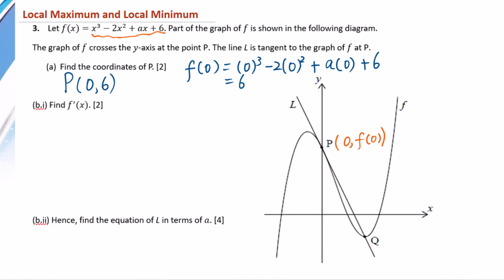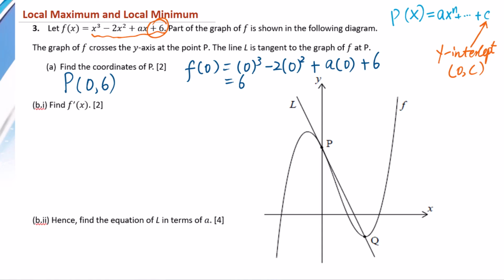Another way to work out the coordinates of P is to use the fact that for a polynomial function, this C is the y-intercept. In this question, 6 is the constant number. So 0, 6 is the coordinates for this P. Let's label.